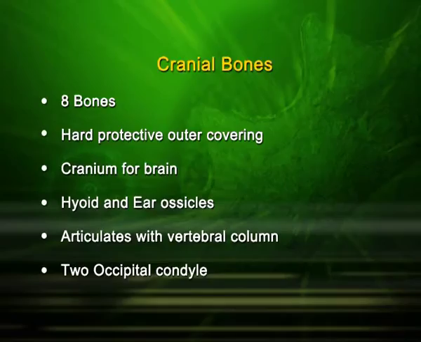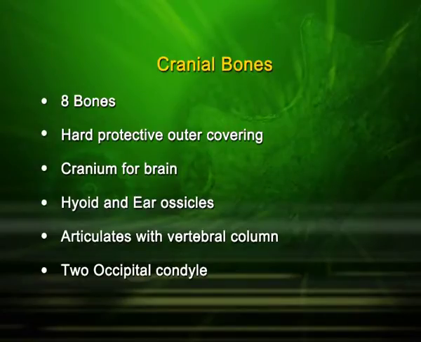As I told you, there are 8 cranial bones which are giving protective covering to our brain, and also the hyoid, which is the lower jaw, I have already described. Then the ear ossicles, 3 ear ossicles in each ear, are also part of the skull: malleus, incus and stapes.